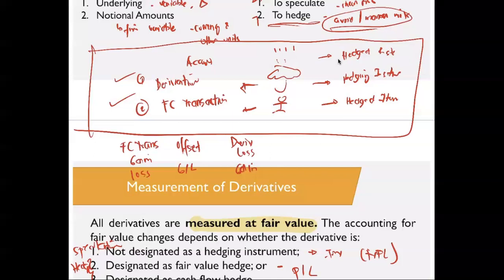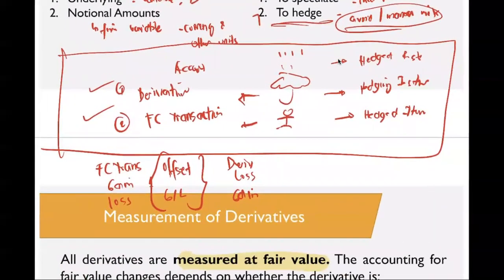So the gain or loss in a foreign currency transaction: if there is a gain, then on the derivative we have a loss. If we have a loss on the foreign currency transaction, then we have a gain on the derivative. Take note of this again, please. We account for two items, derivative and foreign currency transaction. So if there is a gain in foreign currency transaction, it is a loss on the derivative. If it's a loss on the foreign currency transaction, it is a gain on your derivative.